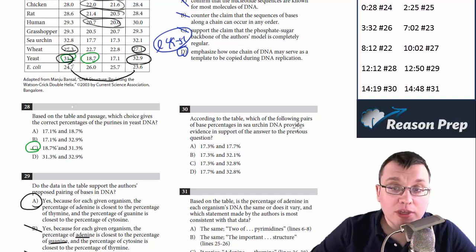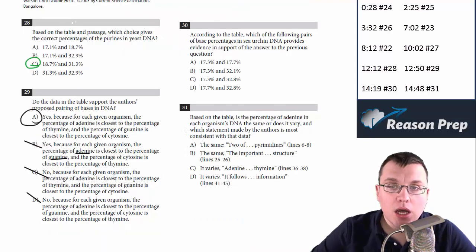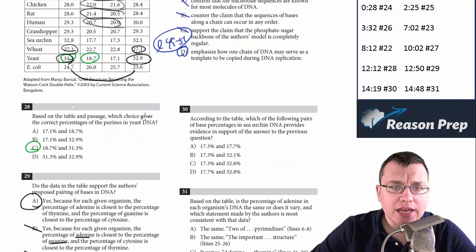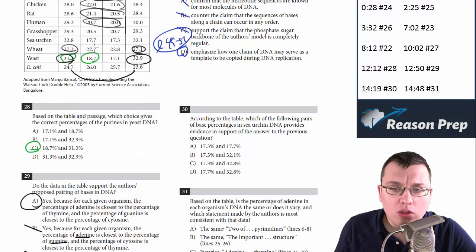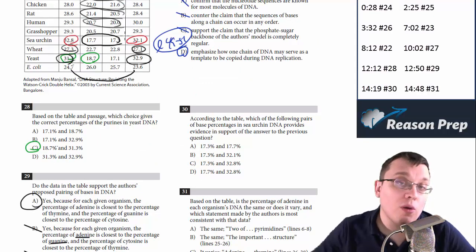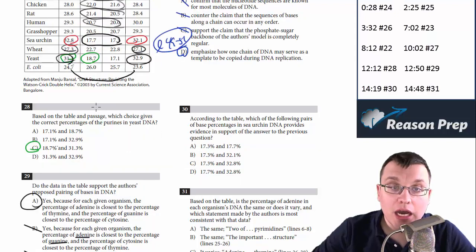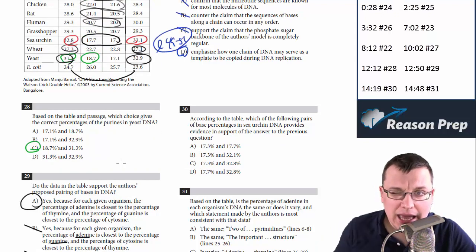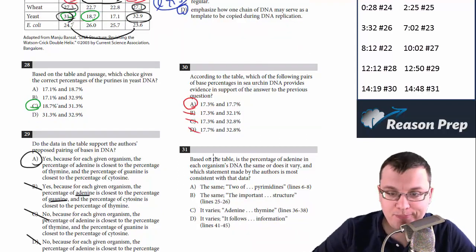30. According to the table, which of the following pairs of base percentages in sea urchin DNA provides evidence in support of the answer to the previous question? Okay, so sea urchin DNA, we're looking for either 17.7 and 17.3 or 32.8 and 32.1. That would give us evidence for 29. That looks like A. Yep, so we'll go with choice A.